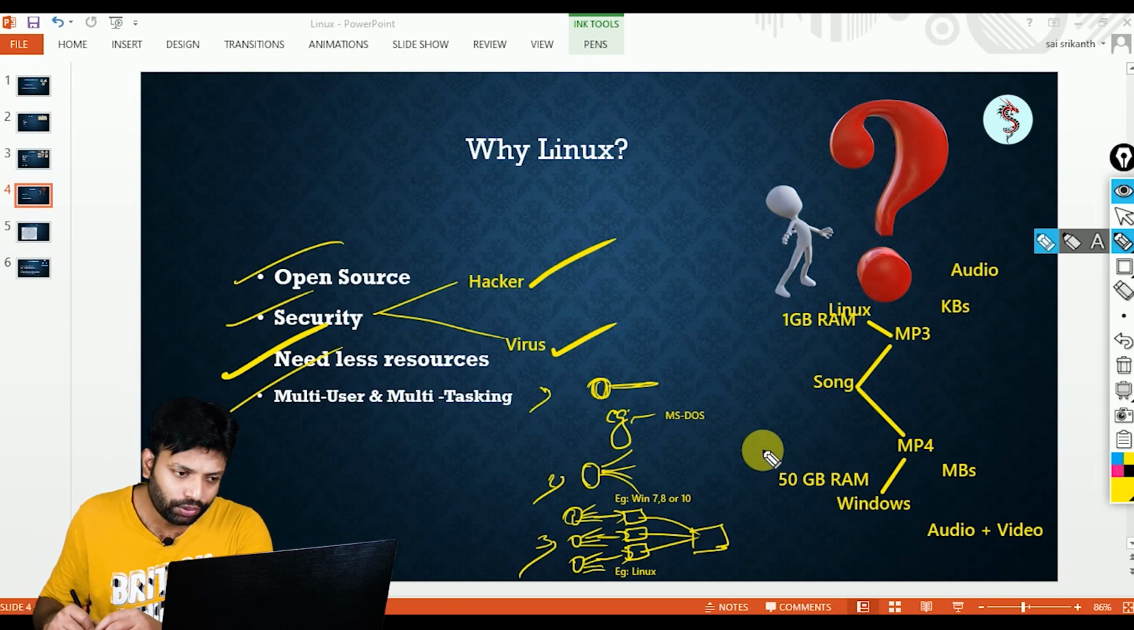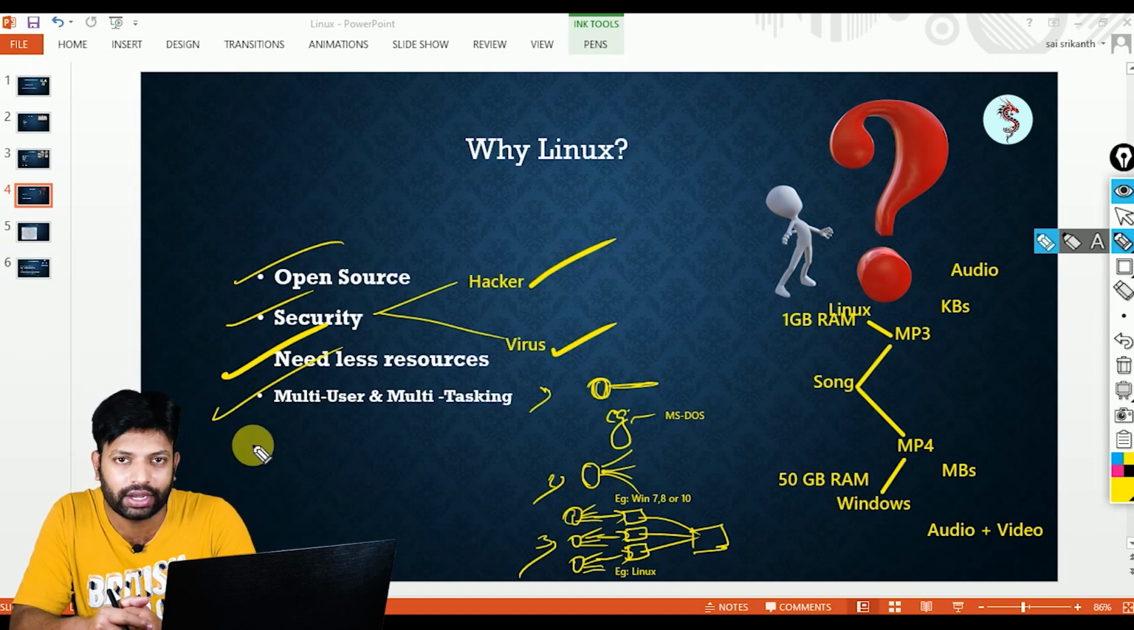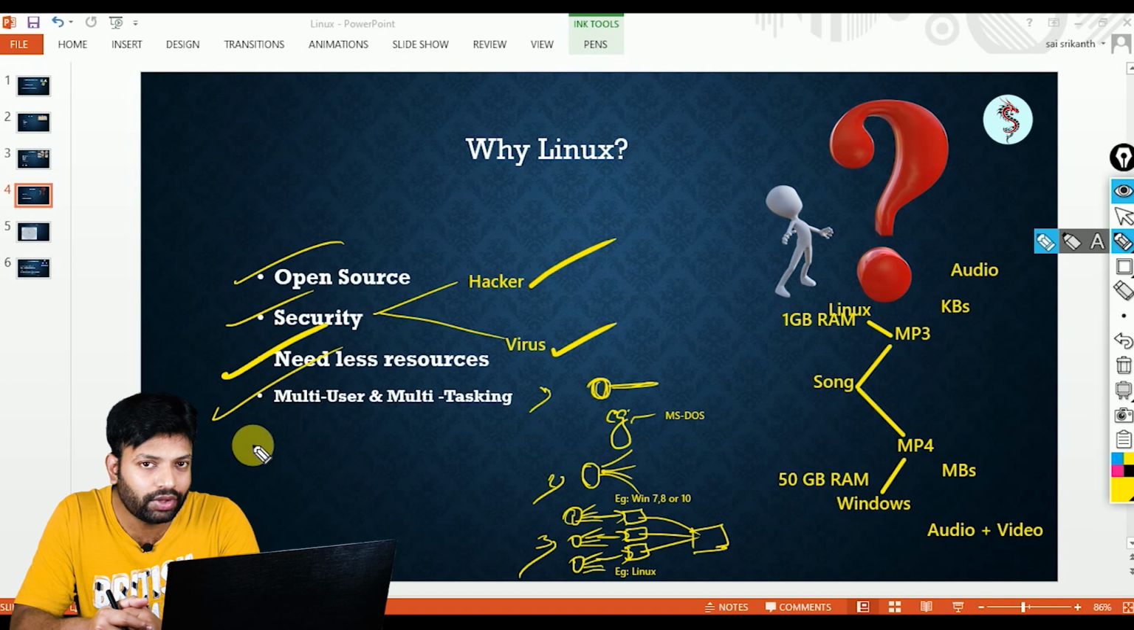Understood? So these four advantages are there in Linux which are not there in Windows, and these are very, very important for us. That is the reason companies are mostly using Linux. Mostly in companies, for each and every server we are taking the Linux operating system only. Understood? So these are the advantages of Linux. That is the reason most people are using the Linux operating system.